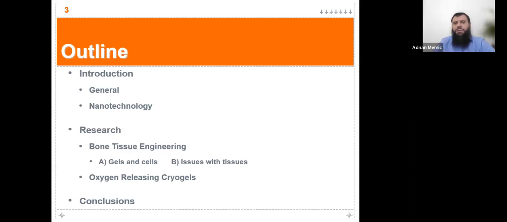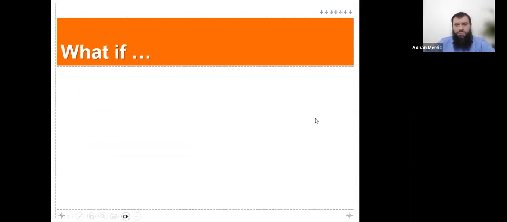So you can think about how nanotechnology can really be used in different hierarchies. And you will see from the introduction how the properties of nanomaterials are very unique. And then as you go through different scales, you can really affect different changes. So you can affect changes on the cellular level, but you can also affect changes on the tissue level. So that's very important to think about as we go about this. And then the oxygen releasing cryogels, we'll talk about that as well as we get along.